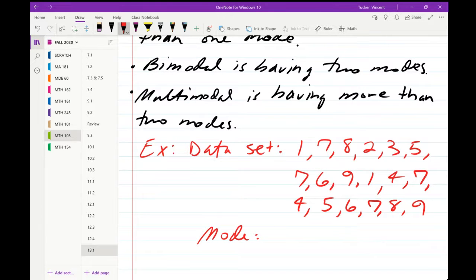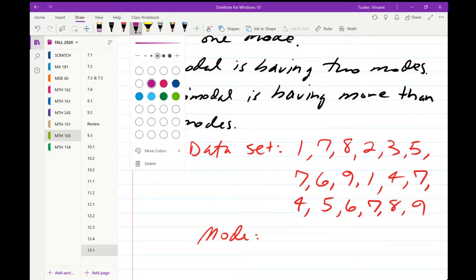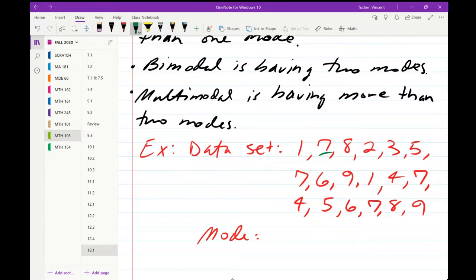So we have this data set right here, 1 7 8 2 3 5 7 6 9 1 4 5 6 7 8 8 9. You would just go through and look for the value that appears the most times. So we have 7 that appears 4 times, and that would be your mode.